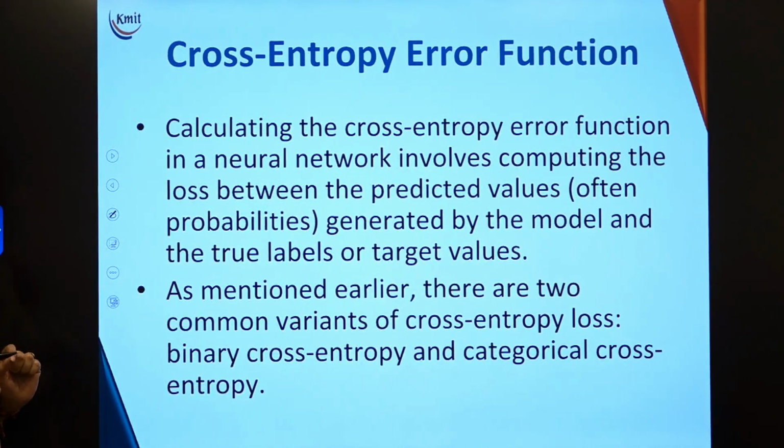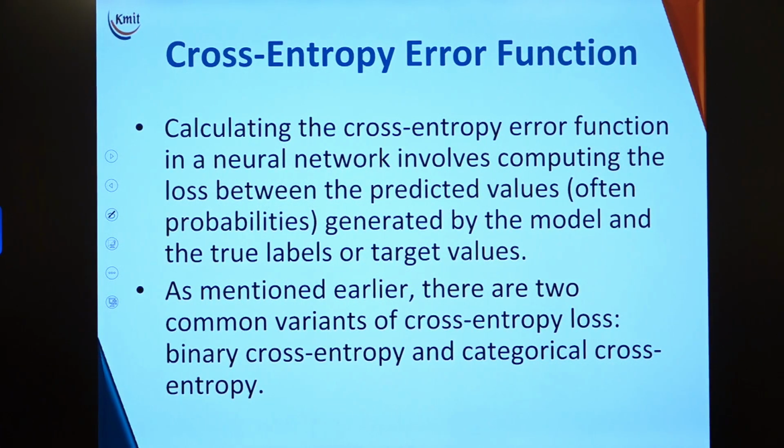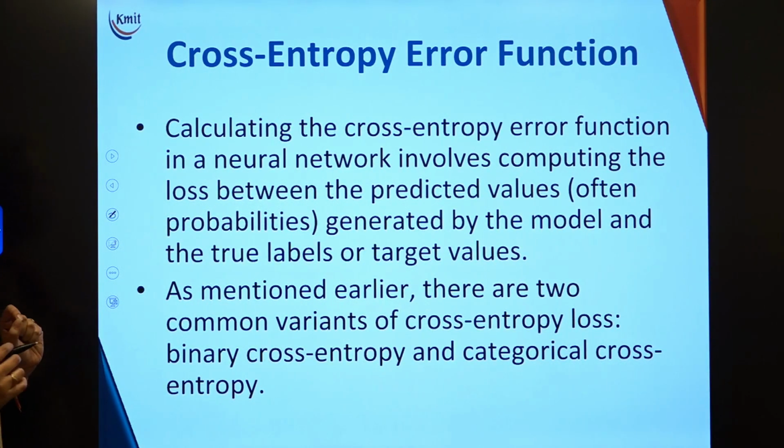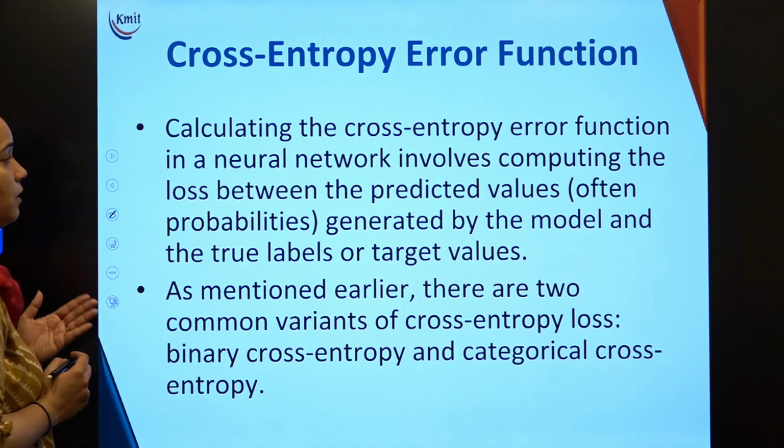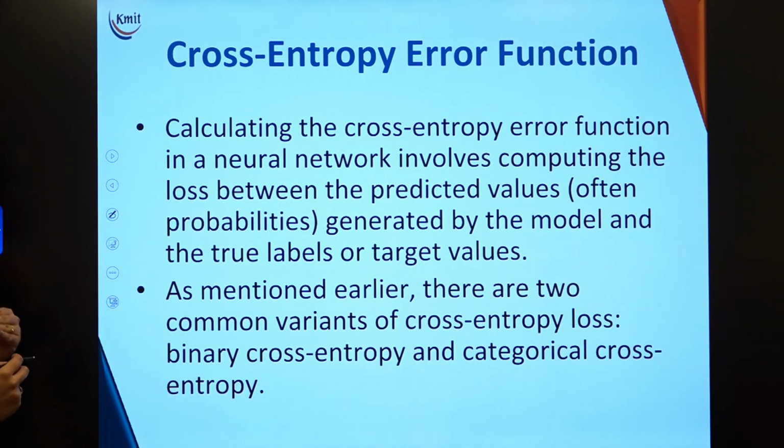The second type of error function is the cross entropy error function. Calculating the cross entropy error function in a neural network involves computing the loss between the predicted values, which are almost probabilities, because as I told you, the cross entropy error function is used in logistic regression, that is binary classification, where the output is in terms of the probability of the class. The predicted values are generated by the model, and the true labels are your actual output or the target values.